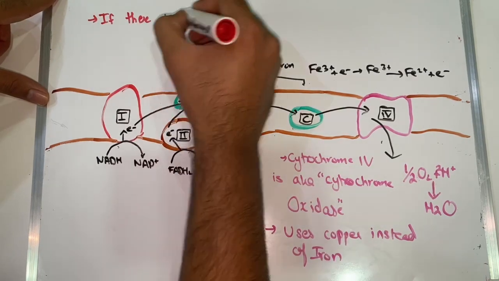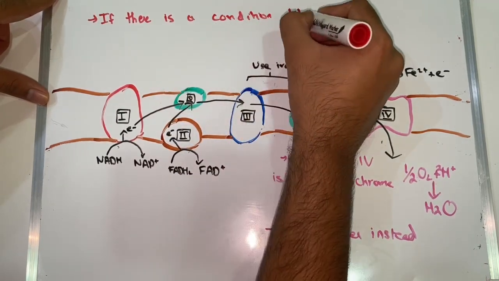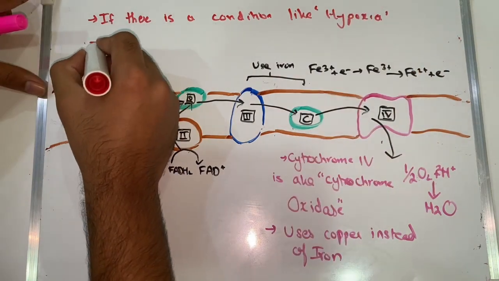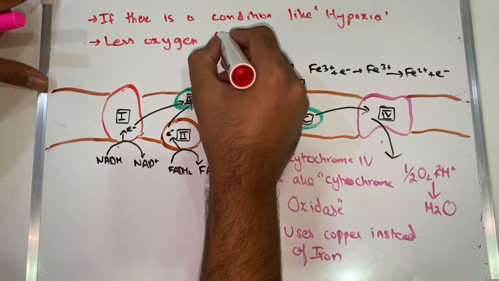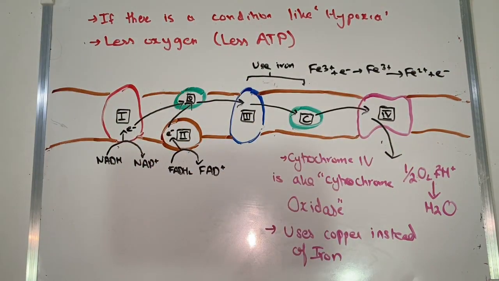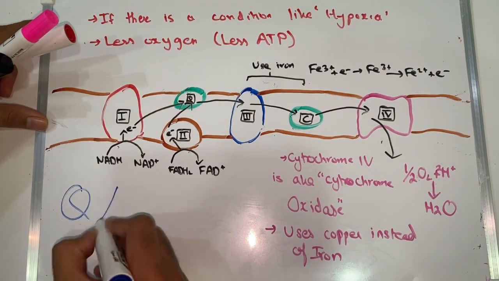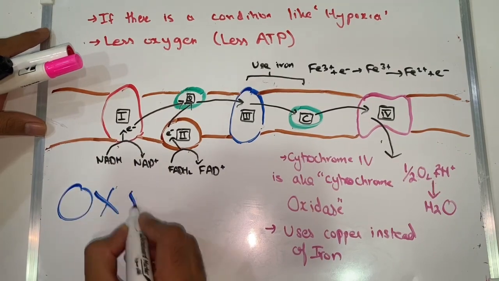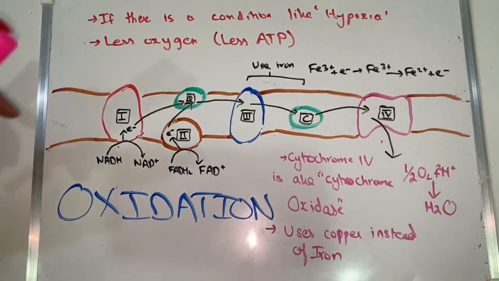Now let's see one condition. If there is less oxygen in the body, the condition is called hypoxia. Then there will be less production of ATP because the process will not go on. So this was the first step of oxidative phosphorylation, which is oxidation.